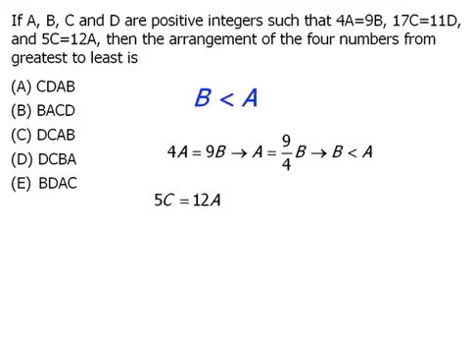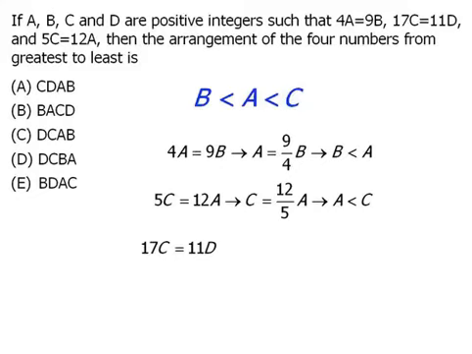Now let's look at the third piece of information. If we divide both sides of this equation by 5, we see that it must be the case that c is larger than a. So we'll add this to our inequality we have at the top.